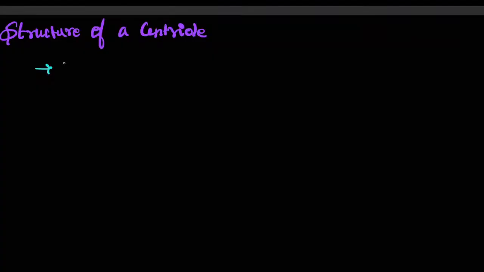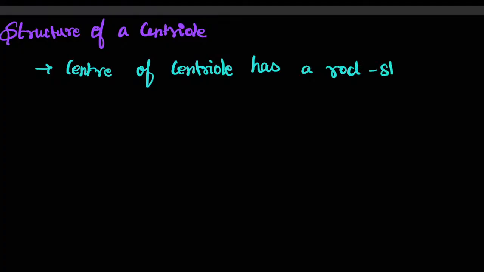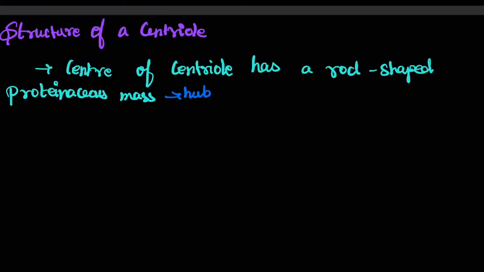So structure, if you see, the first center of the centriole has a rod shaped proteinaceous mass that is known as hub. What is it known as? It is known as hub. Okay, yes. For now, this is the first thing, that is, there will be hub.